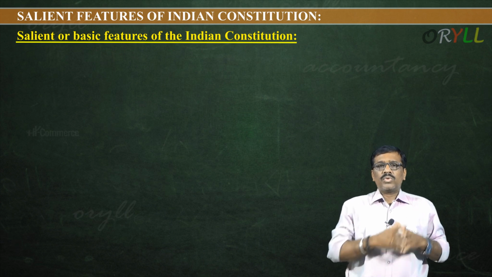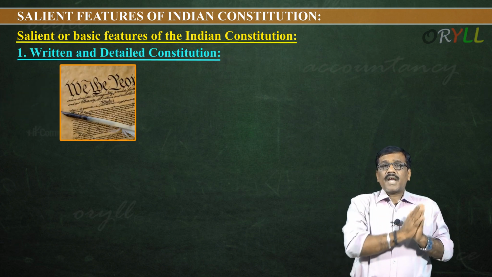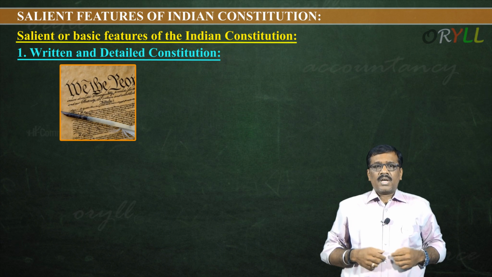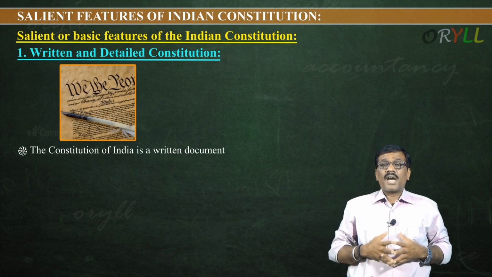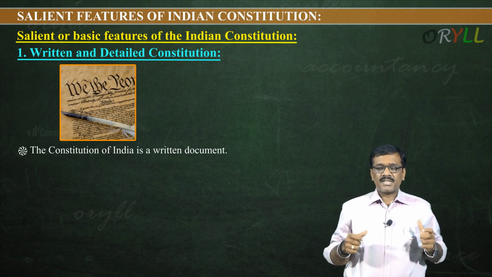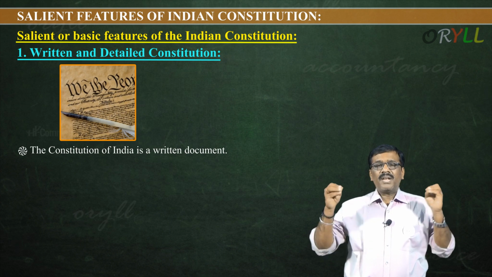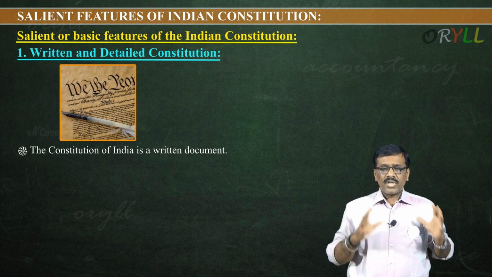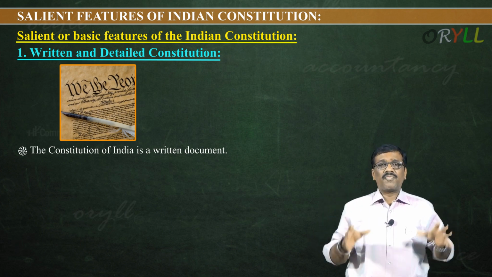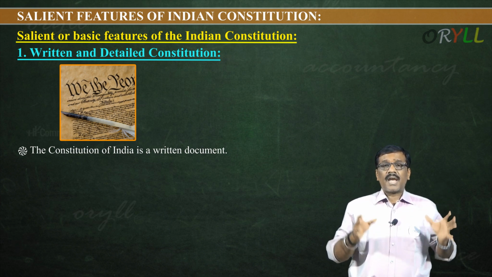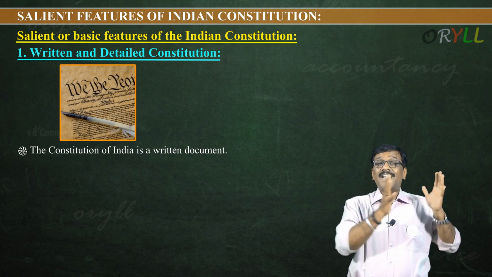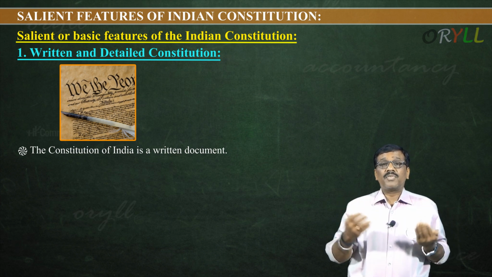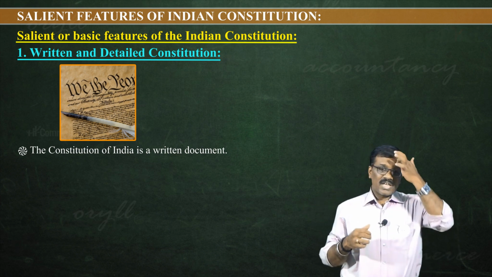First, number one, written and detailed Constitution. The Constitution of India is a written document. That means the experts of the Constituent Assembly deliberately sat for so many years and wrote the document. It's a written document, and you might be getting confused about what an unwritten document is. Let me just explain here.